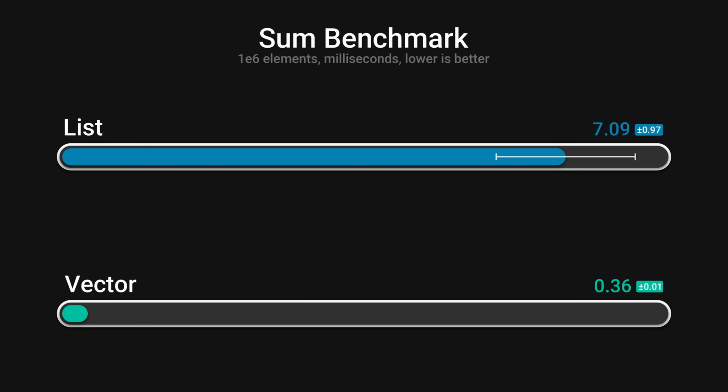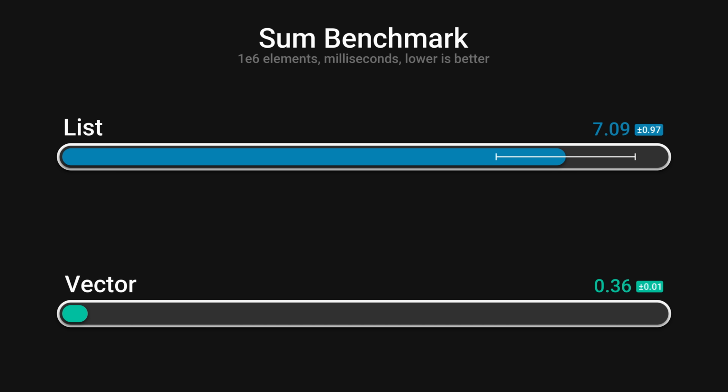Well, it turns out the vector is about 20 times faster in this test, taking only 360 microseconds. Moreover, the vector is extremely consistent from one run to the next, with virtually zero fluctuation. The same cannot be said for the list. This test remains very basic and somewhat theoretical.